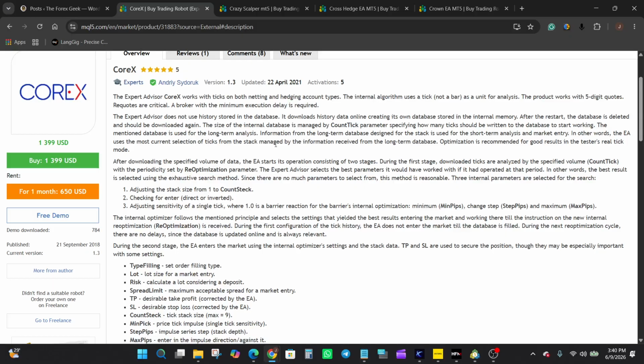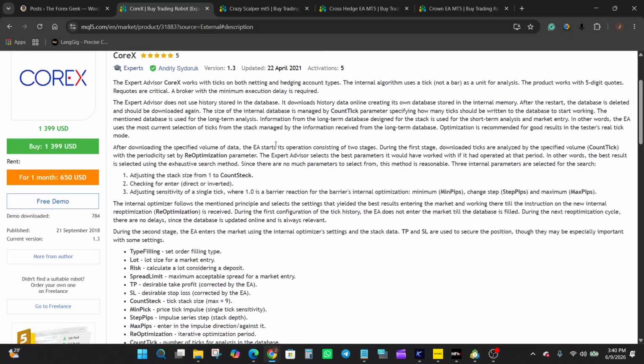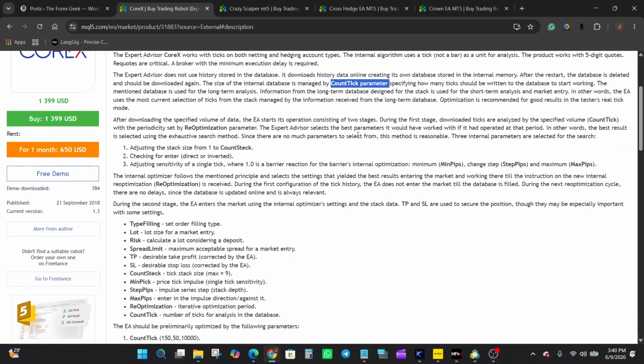As I continue through the description, we can see that the count tick parameter controls how much tick data is collected before the EA begins operating. The downloaded database is used for long-term analysis, while a more current selection of ticks is used for short-term decision-making and trade entries. Another interesting aspect is the internal optimization process.